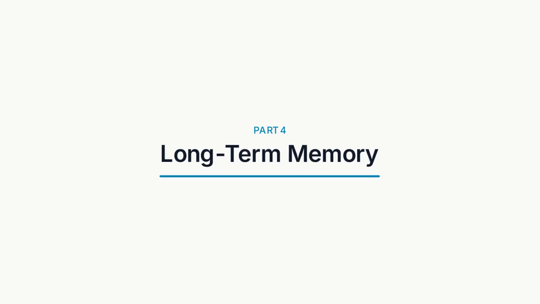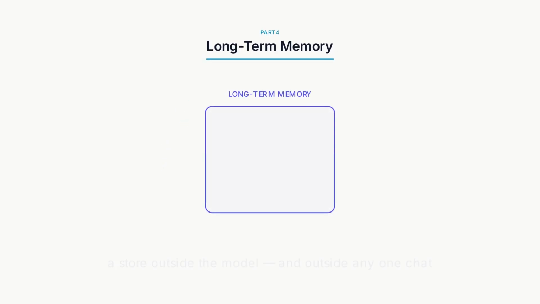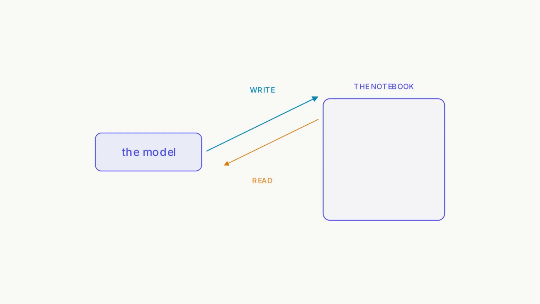Part 4, Long-term memory. Everything so far lives and dies with a single conversation. Long-term memory breaks that. It's a store that sits outside the model and outside any one chat, holding on to things for as long as we want. Picture it as a notebook the agent keeps open beside it, a database sitting apart from the model itself. It is not automatically part of the conversation the way the context window is. The model can't see it just by existing. Instead, the agent has to work with it through two deliberate, separate actions. It can write to it, and it can read from it. Everything about long-term memory comes down to those two moves.